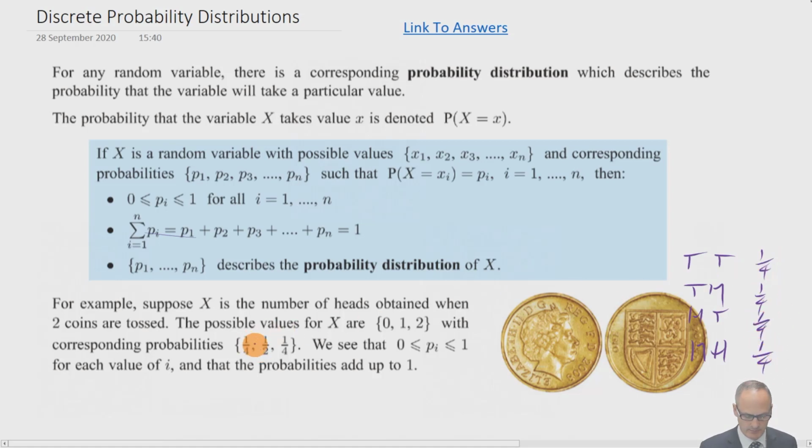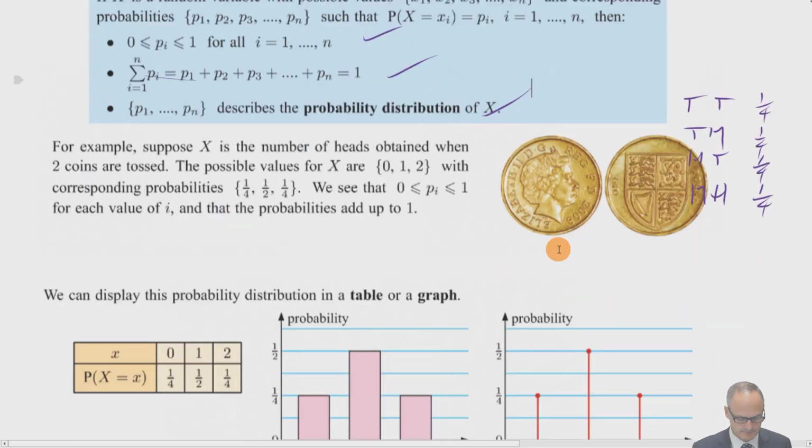So the probability of getting no heads, which is 2 tails, is 1/4. The probability of getting 1 head, there are 2 ways of doing that, each of them 1/4, so that gives you a half. And for 2 heads, the probability is 1/4. So these are all the different pi's it's talking about. We can see all the probabilities are between 0 and 1, and if we add them up, they add up to 1. So we've got all 3 conditions satisfied.